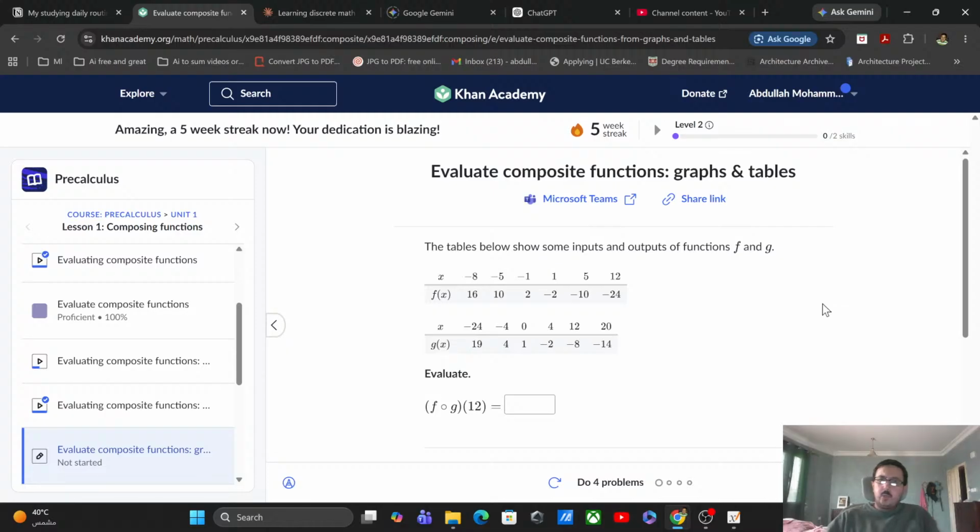The tables below show some inputs and outputs of functions f and g. F composite of g, 12, okay, g of 12, then minus 8. So minus 8 is 16.